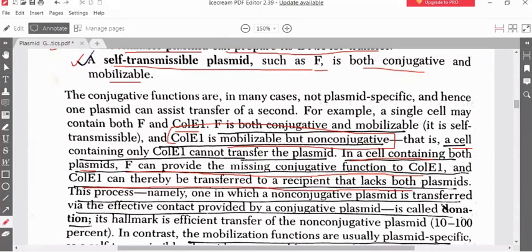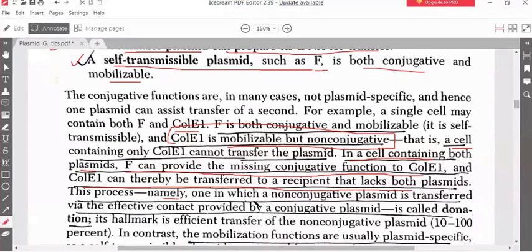That means it is a very simple thing. If a cell has only COL-E1, they cannot transfer their DNA to the recipient cell, although they are mobilizable plasmid, because they do not have any conjugative pili formation genes. But if a cell has both COL-E1 and F plasmid, in that case F can provide the pili so that now the COL-E1, which has the TRA origin, can transfer its DNA to the recipient cell. And in this process one plasmid, F, actually helps the COL-E1, which is a non-conjugative plasmid, to be more conjugative.